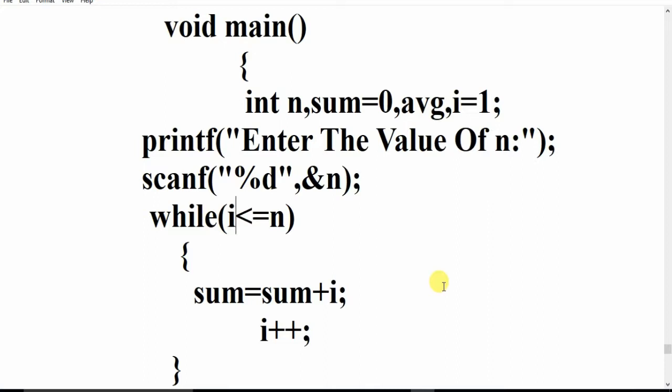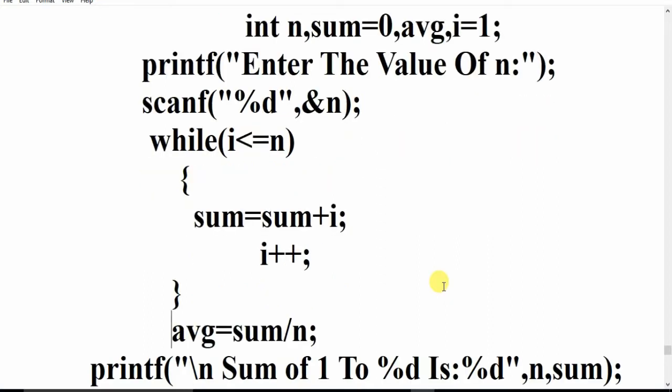After 9, next time 10. 10 less than or equivalent to our input n value, which we are considering as 9. Condition false, come out from the loop. Then average equivalent to sum. What is 1 to 9? The sum is 45. So divide by n. What is the n value here? 9. So the sum of values divided by the n value is called the average. Now for the sum of 1 to %d is %d, n comma sum. The first %d is the value of n and the second %d is the value of sum.